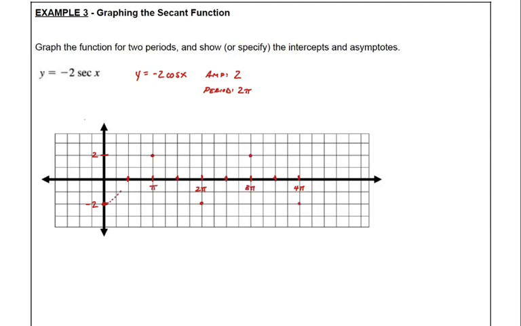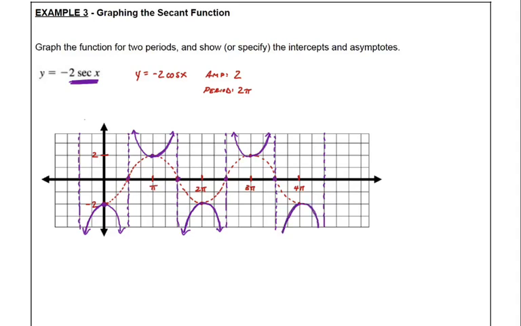So negative 2 cosine of x would look like this dotted red line, the dotted red function here. And then to create the secant function, once I've appropriately drawn my cosine function, where there's an x-intercept for cosine, I'm going to put a vertical asymptote. So I'll put 4 vertical asymptotes here. And then where those minimums and maximums occur for my cosine graph, I'm going to draw my secant graph. So secant would look something like this.